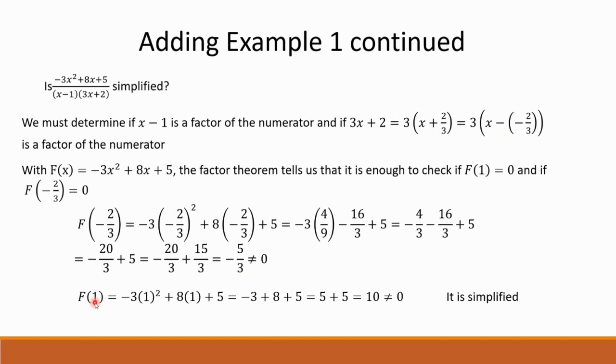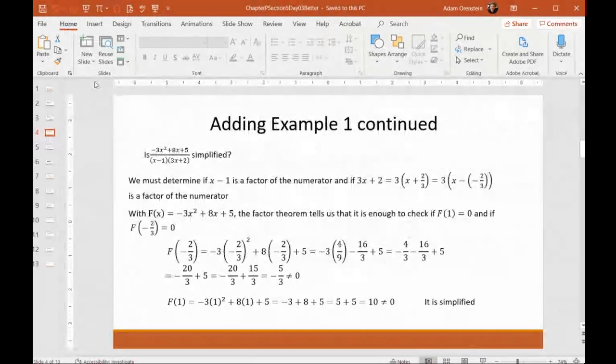With f of 1, same idea. We've replaced x by 1. Calculation's a little bit easier. You end up getting 10, which is not 0. And because it's not 0, x minus 1 is not a factor of the numerator. So the numerator and denominator have no common factors. Excuse me, no non-trivial ones. So because of that, it's simplified. Are there any questions about this?